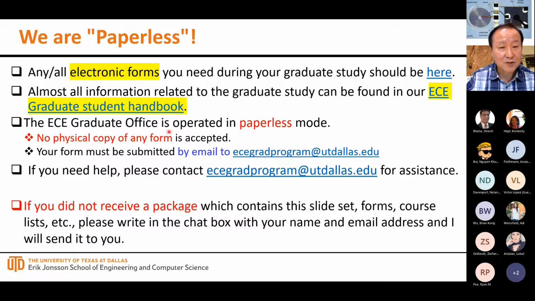Again, the ECE Graduate Office operates in paperless mode. No physical copy of any form is accepted, and your form must be submitted by email to this email address. If help is needed, you can also contact this email address for assistance. Or as a fast track student, you can always contact me.